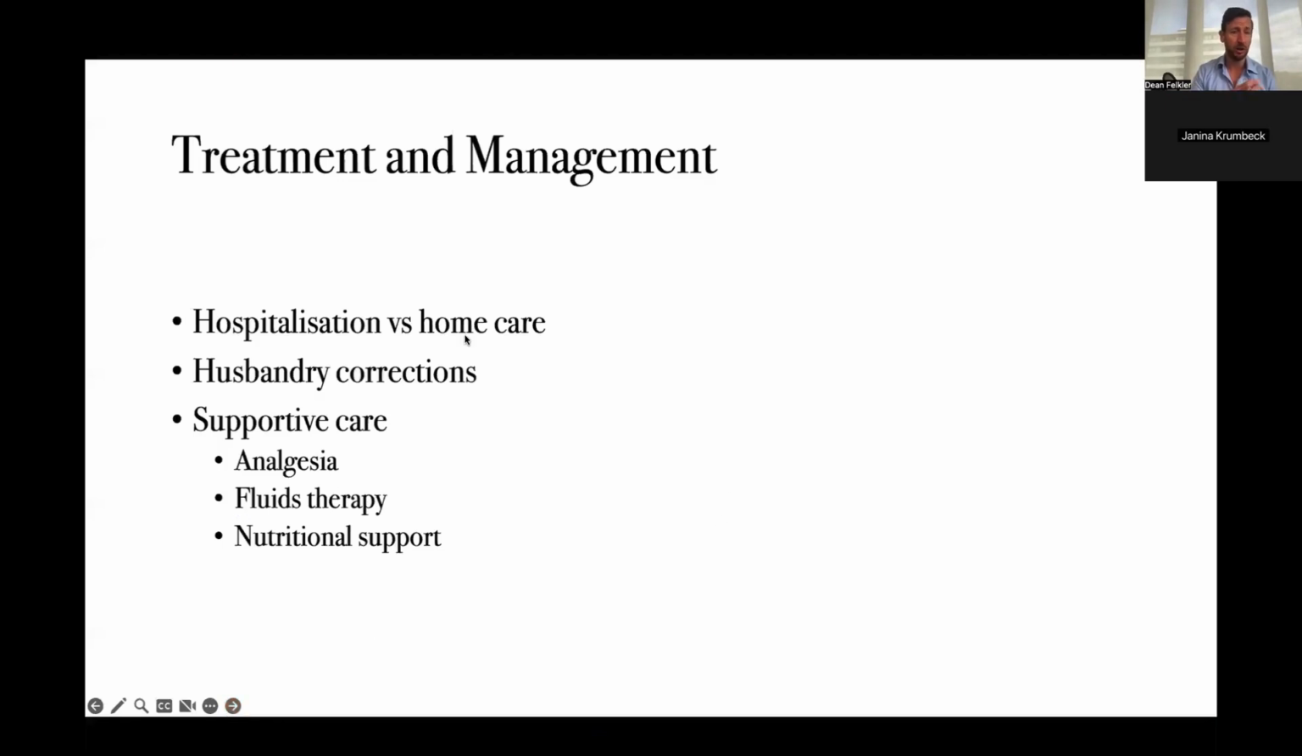So as always, hospital versus home care. If it's really, really sick, I'll keep it in hospital. Husbandry corrections, if there's a reason behind having these follicles or whatever the underlying disease is, and provide supportive care as necessary.